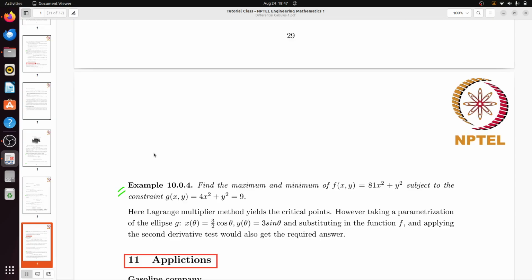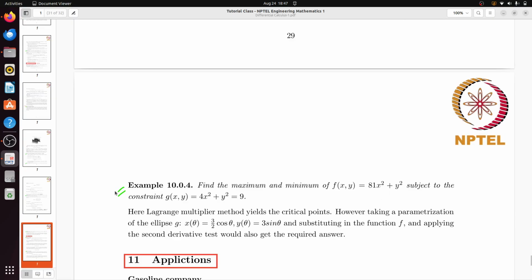In parameterization, for 4x square plus y square equal to 9, this is the equation of an ellipse. So you can take x equal to 3 by 2 cos theta and y equal to 3 sin theta, because for an ellipse you know x square by a square plus y square by b square equal to 1, and we take x equal to a cos theta, y equal to b sin theta. Then put the values of x and y in 81x square plus y square.